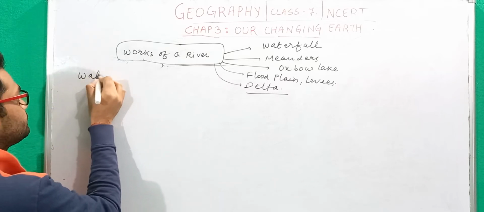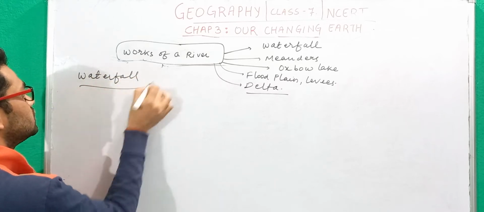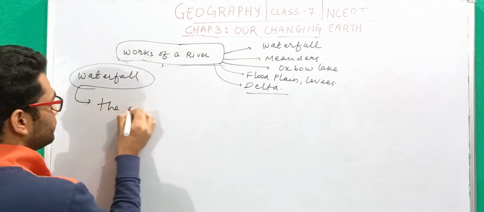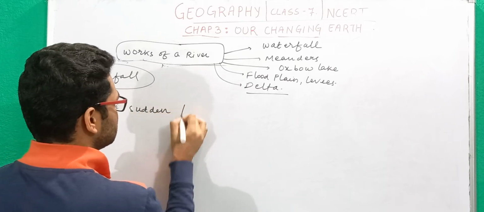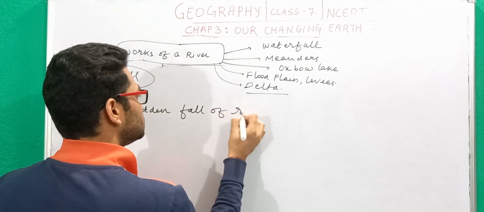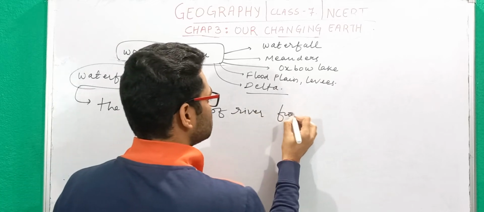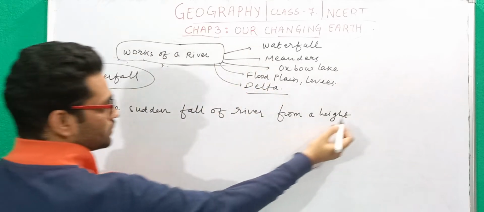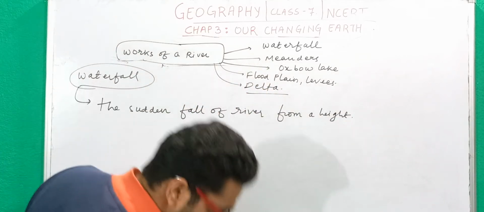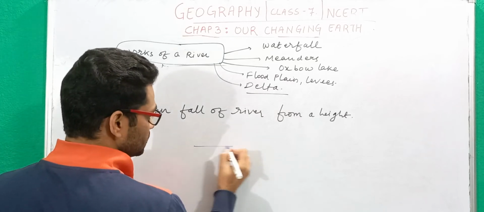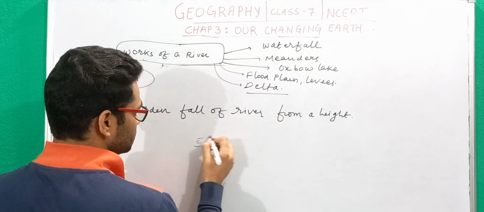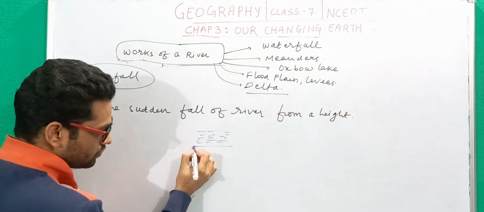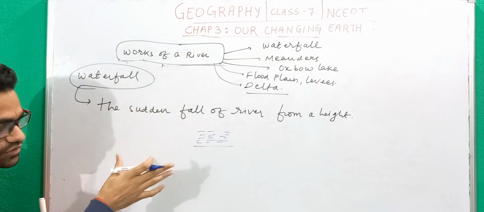First, waterfall. If you try to define waterfall in one line, it will be like the sudden fall of a river. It is like a sudden fall of a river from a height. Let's understand it. What is this waterfall? So suppose the river is flowing like this. Okay, the river is flowing like this, and suddenly what happens is that the rock over which this river was flowing changes.